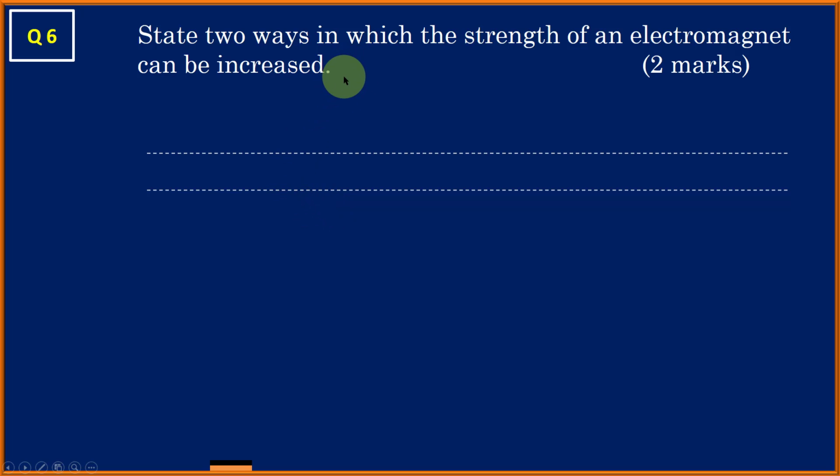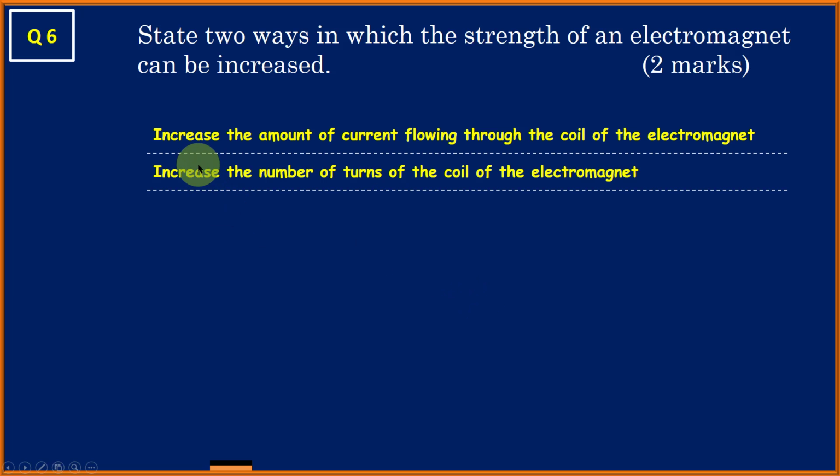Let's look at question 6. State ways in which the strength of an electromagnet can be increased. Now this question is quite direct. I just want you to be careful with the number of turns. The first property is that we can increase the amount of current flowing through the coil of the electromagnet. Usually make your answers as complete as possible.